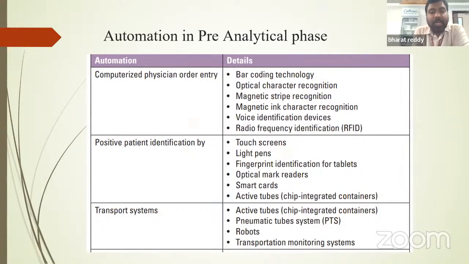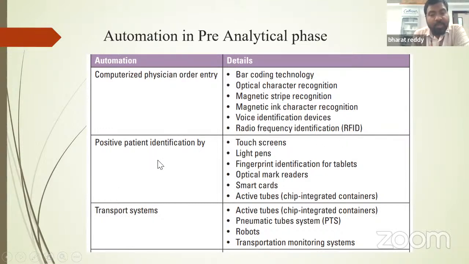And these are the automation in pre-analytical phases. First, computerized physician order entry. At entry level, we have to computerize. These are the details we can do in this computerized physician order: barcoding technology, optical character recognition, magnetic strip recognition, magnetic ink character recognition, voice identification devices, and lastly, radio frequency identification, that is RFID.